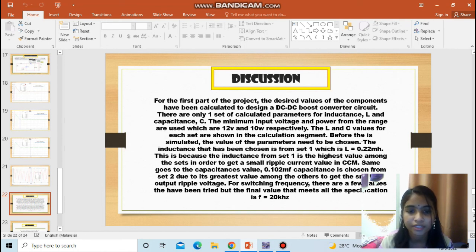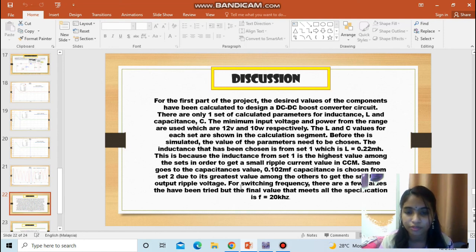Before simulating, the values of the parameters need to be chosen. The inductance chosen is from set 1, which is L equals 0.22 millihenry. This is because the inductance from set 1 is the highest value among the sets, in order to get a small ripple current value in CCM. The same goes for the capacitance value: 0.102 millifarad capacitor is chosen from set 2 due to its being the greatest value among the others.